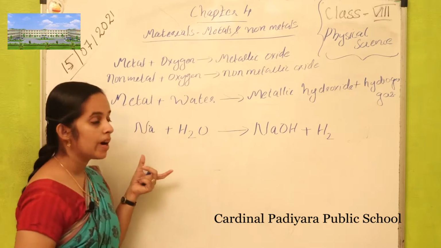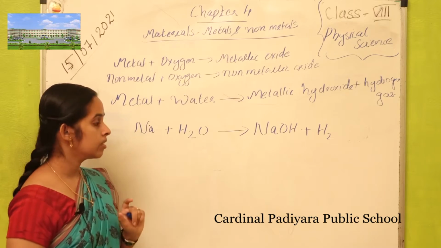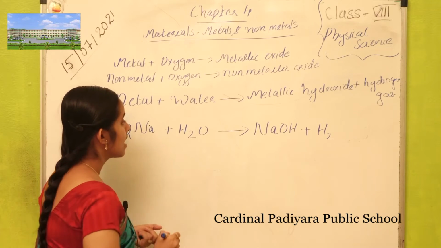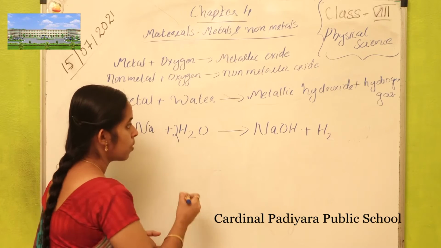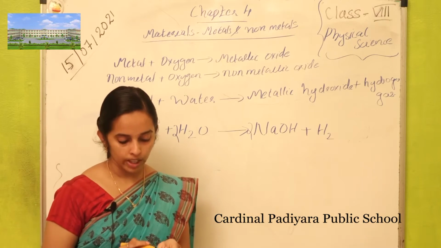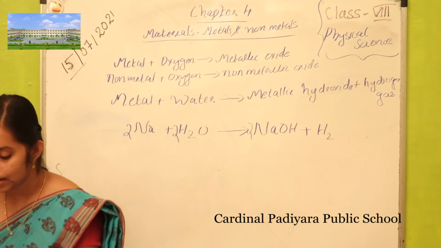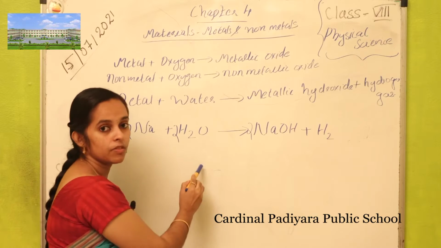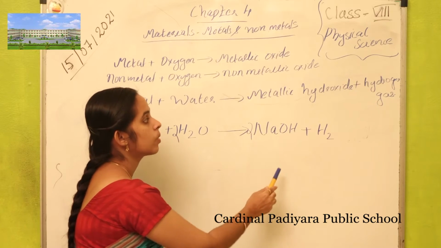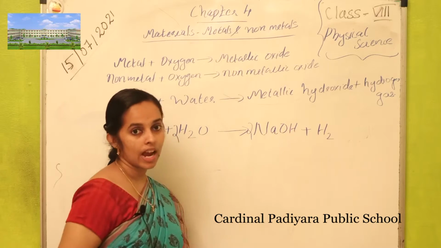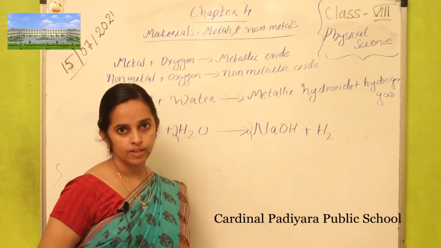So we want to balance this equation. How can we balance this equation? That is 2Na plus 2H2O gives 2NaOH plus H2 gas. In this way you can balance this equation. That is sodium reacting with water to form sodium hydroxide, which is a metallic hydroxide, and hydrogen gas.